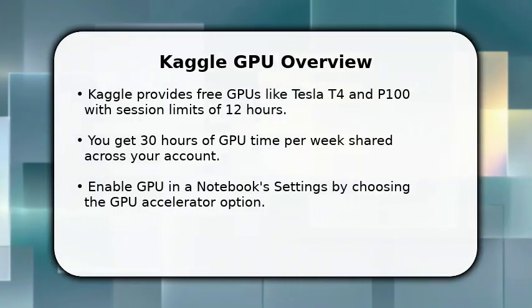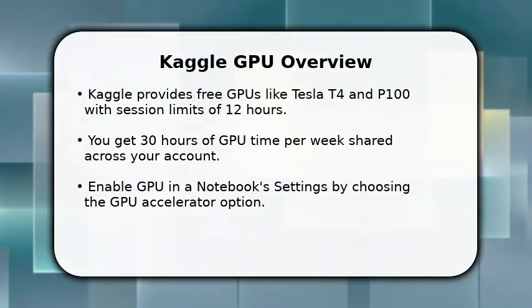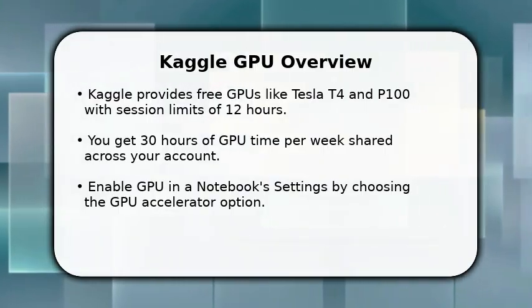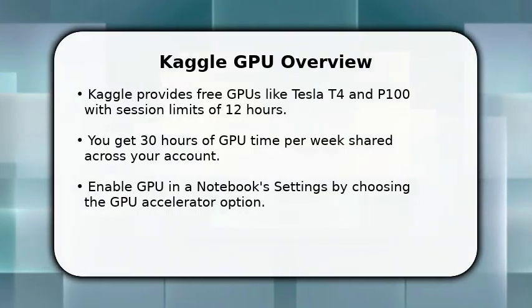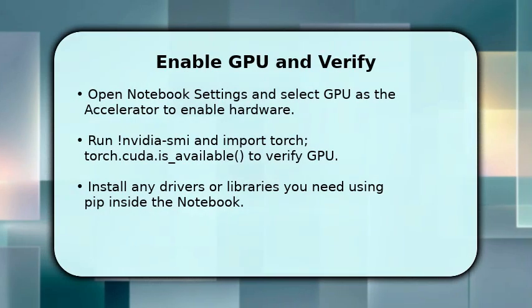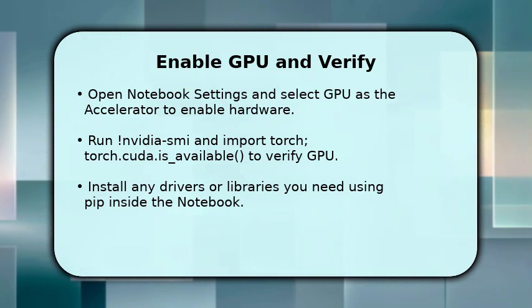Typical free GPUs include Tesla T4 and P100, depending on availability. Note that each session runs up to 12 hours, and accounts receive 30 hours of GPU time per week. Next, I will show steps to enable and confirm the GPU is active.